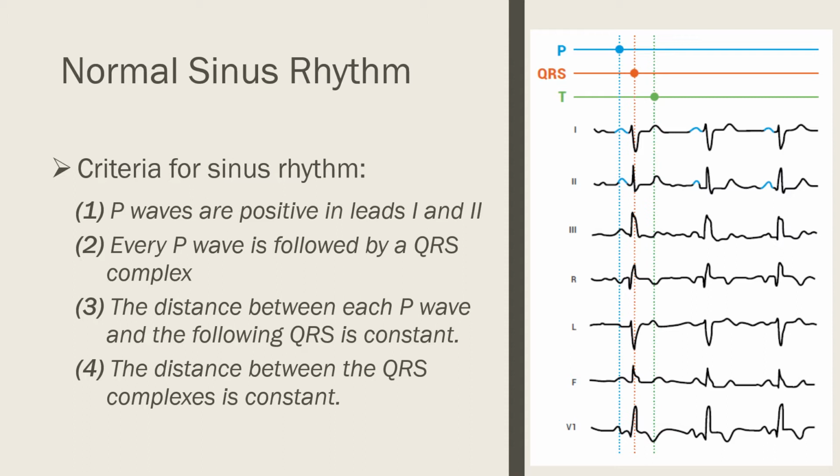Fourth, the distance between the QRS complexes is constant, which means that the RR intervals are constant all over the ECG, as shown in this ECG tracing.